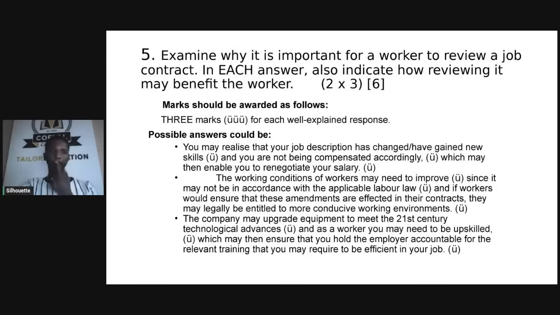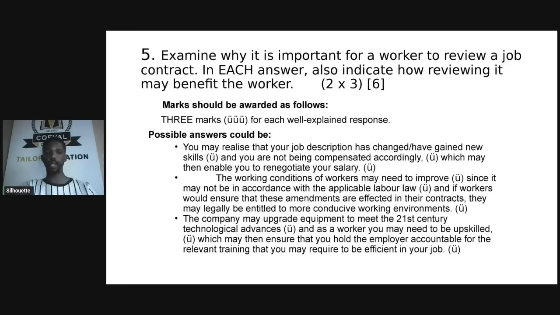Okay, I'm just going to go through one example. Possible answers could be: you may realize that your job description has changed. You've gained new skills. That is a benefit of reviewing. That's number one, the statement, opinion, or fact. And then the qualifier: you are not being compensated accordingly. That is a qualifier. And then the outcome, which may then enable you to renegotiate your salary. That would be the outcome or the result of reviewing the contract.